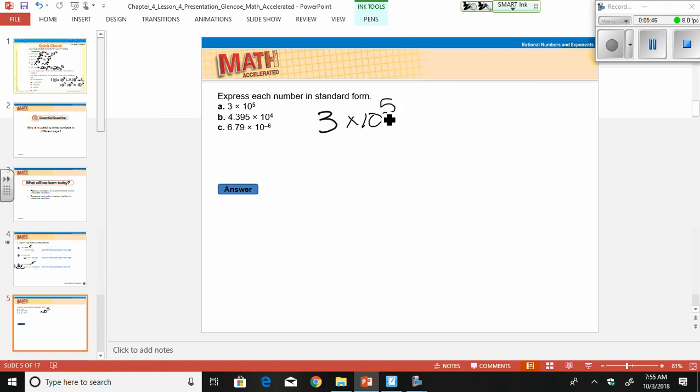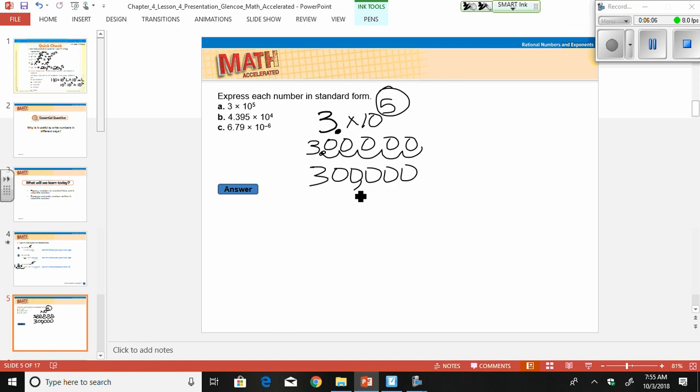So our decimal starts here to the right of the 3. We have a +5. Positive means we move to the right. We move to the right 1, 2, 3, 4, 5, and we add in our zeros. We write it 1, 2, 3, 4, 5, and I put in the comma. So you do need to rewrite it with your comma.